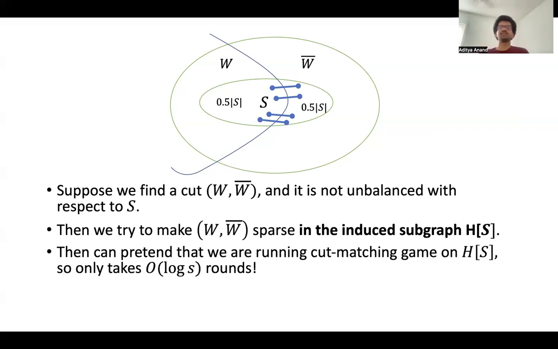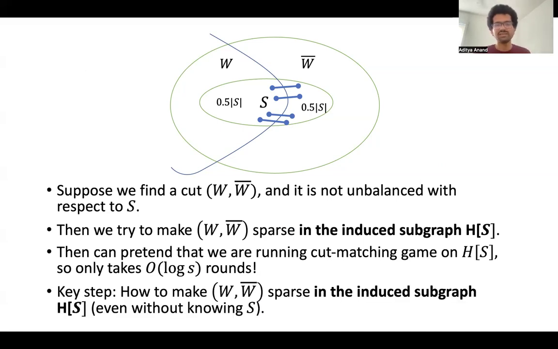If that happens, then that's great. So what do I mean by not too many of them? Let's say S over 100. If there are less than S over 100 edges here, then it's very good. Why? Because then it's as though we were running the cut matching game on this induced subgraph alone. Even though we were running the cut matching game in a global fashion, for this set also we were running a cut matching game indirectly. And that's why we would actually finish in log S. That's the main idea.